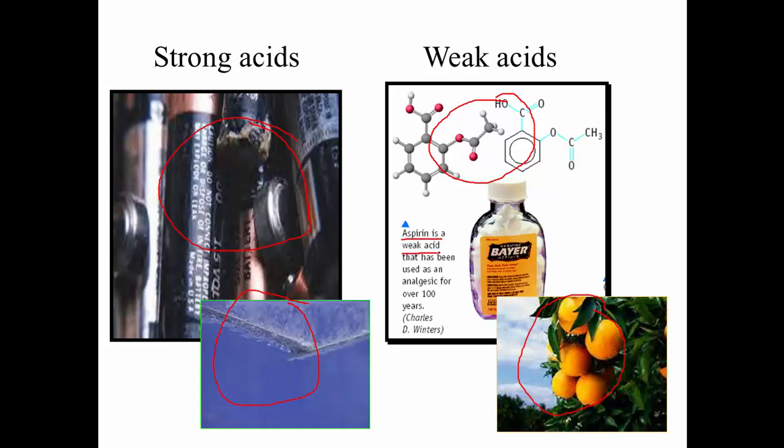Weak and strong acids are defined by how many hydrogen ions they produce. The hydrogen ion is what makes something acidic, so how many of those ions are present is what gives you a strong acid versus a weak acid.